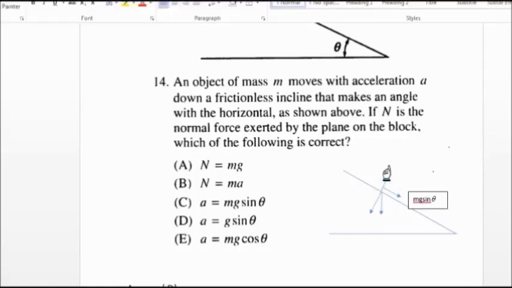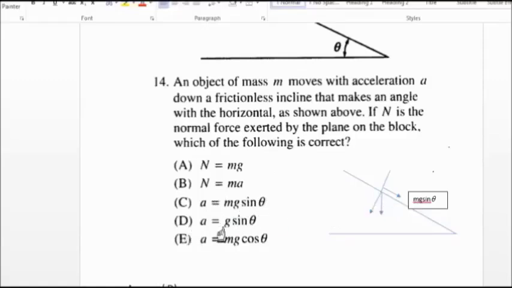mg is acting in this direction, whereas this is the normal force and this is mg. The normal force is balanced only by the component of the weight which is perpendicular to the inclined plane. So N is not equal to mg, and N is also not equal to ma, because when the object is accelerating along this plane, the normal force is not causing the motion of the object in this direction. The force which is causing the motion in this direction is mg sin theta, the component of the weight along the incline. So a is equal to mg sin theta is not true, because a is acceleration, whereas mg sin theta is a force.